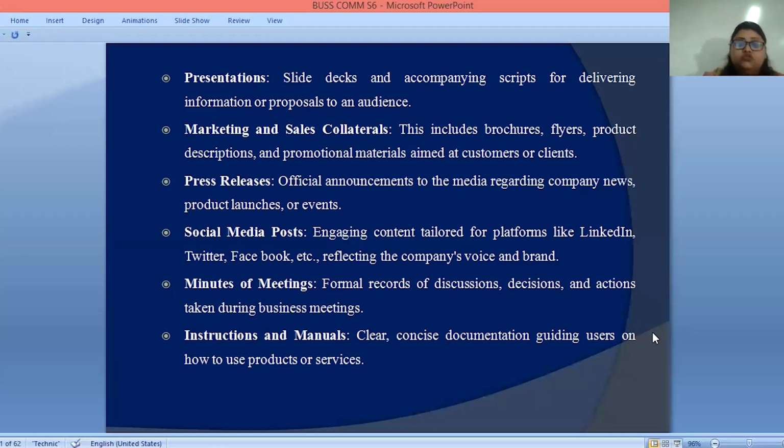The last is instructions and manuals. It is very clear that instructions and manuals are clear and concise documentation which guides users on how to use products or services. And there also the writing should be in very easy and simple language so that the audience may understand it and take actions accordingly.